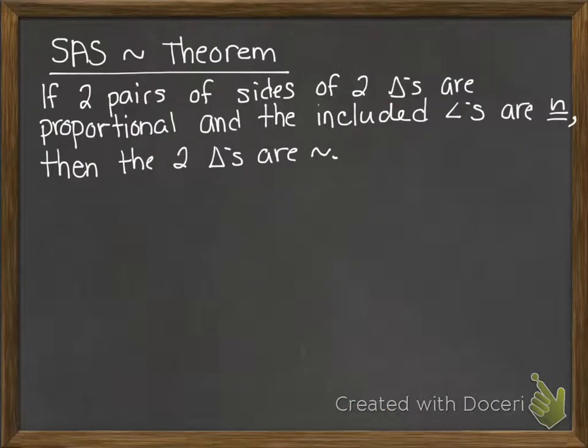All right, here's our other theorem. We got side angle side. Y'all got to copy this down. It's just like side angle side with our congruence. I'm looking at two sides of my included angle. My angles are congruent, but what are my sides? Proportional.